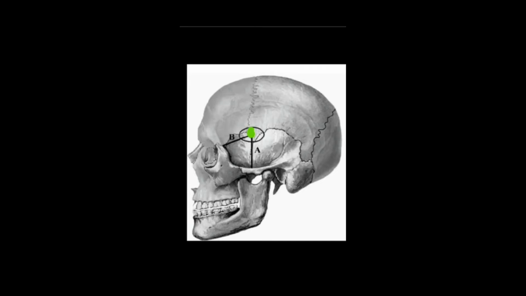The surface anatomy of pterion. The pterion lies 4 cm behind the frontozygomatic suture and 4 cm above the center of the zygomatic arch. It is the common point where these two lines meet. In this picture, the two lines are shown as A and B. The length of A and B is the same, that is 4 cm.